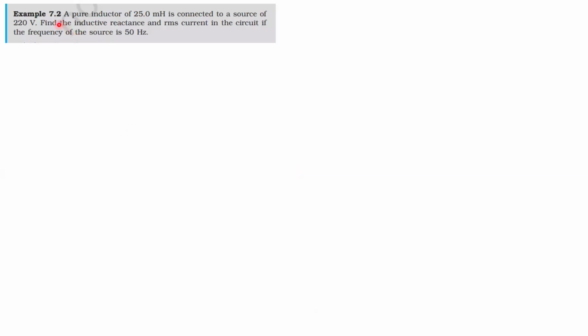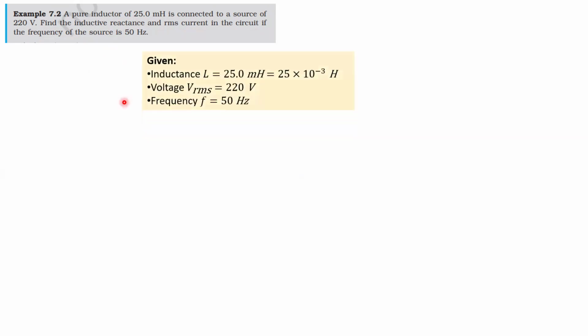Example 7.2. A pure inductor of 25 millihenry is connected to a source of 220 volt. Find the inductive reactance and RMS current in the circuit if the frequency of the source is 50 Hz. Okay. What are the given values?